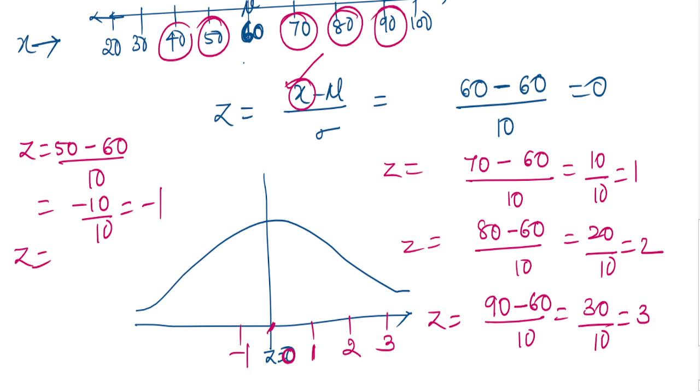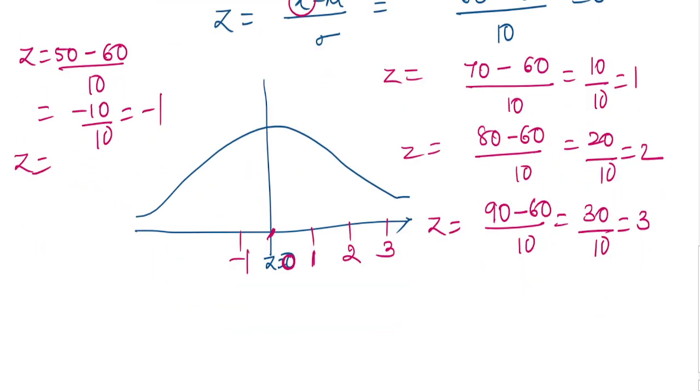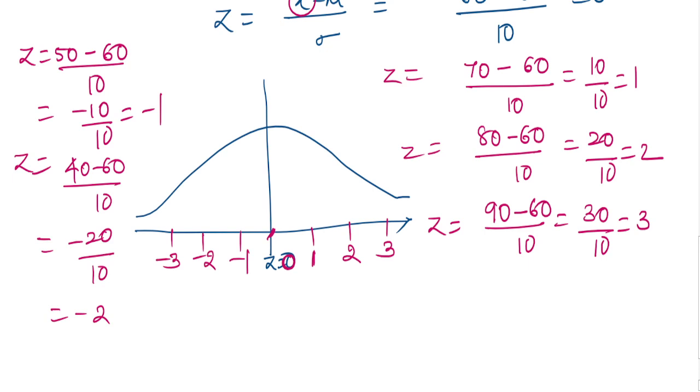For x equal to 40, 40 minus 60 divided by 10, which is minus 20 divided by 10. So minus 2. So here minus 2. So in this way we can plot minus 3, minus 4, plus 4.